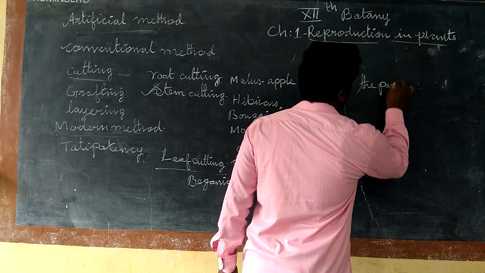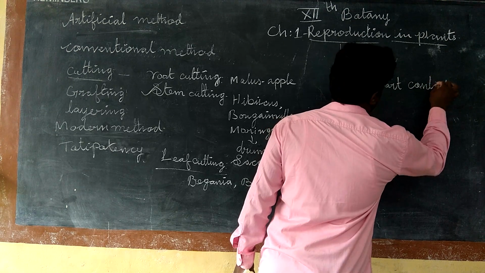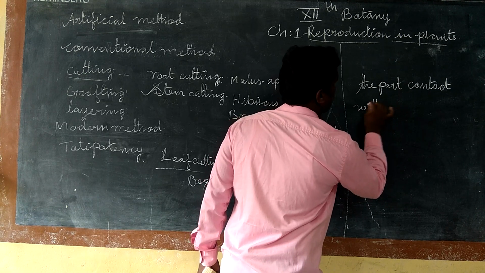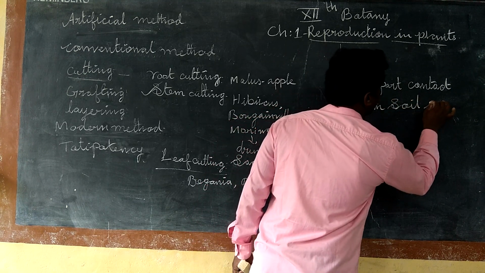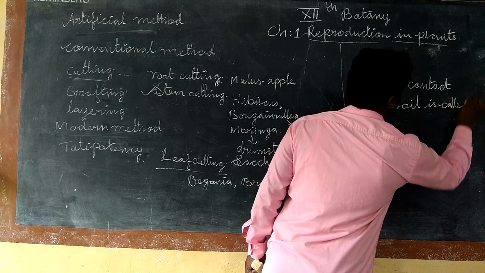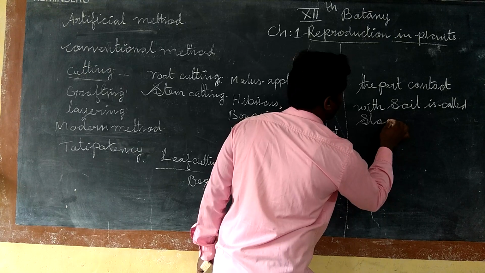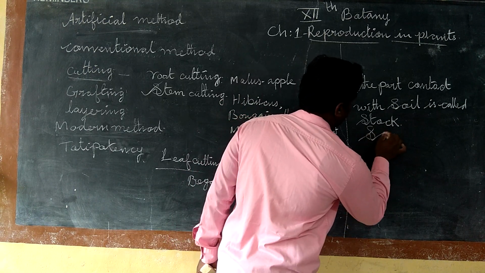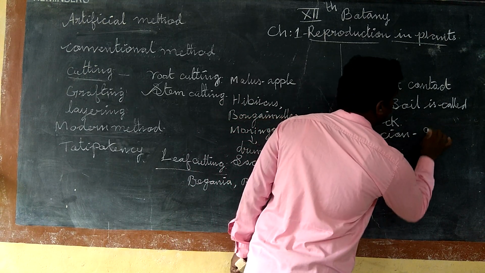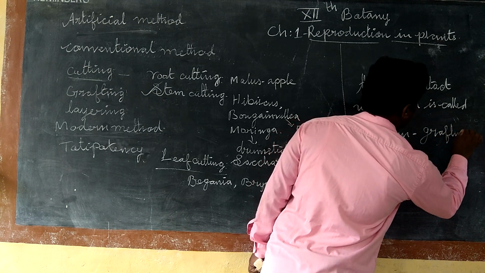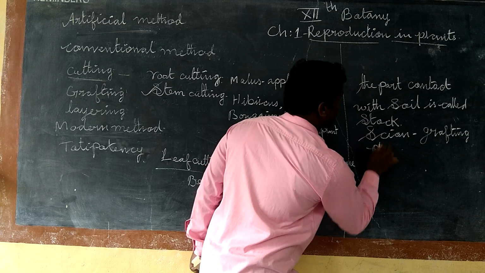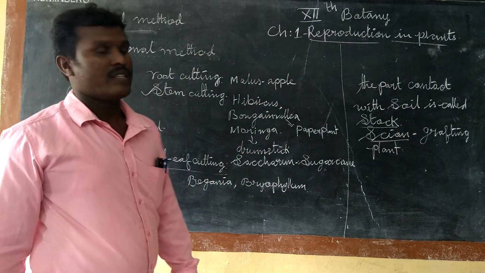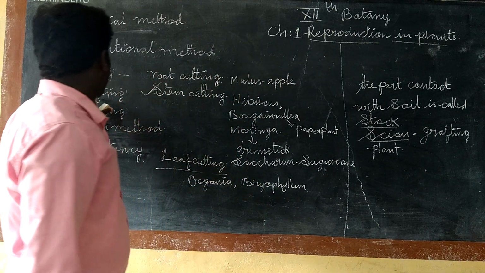The part in contact with the soil is called the stock, and the grafting plant is called the scion. These are the two important technical terms. These two technical terms are very, very important in grafting.